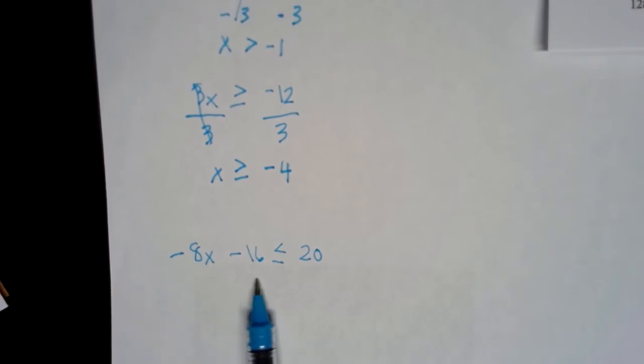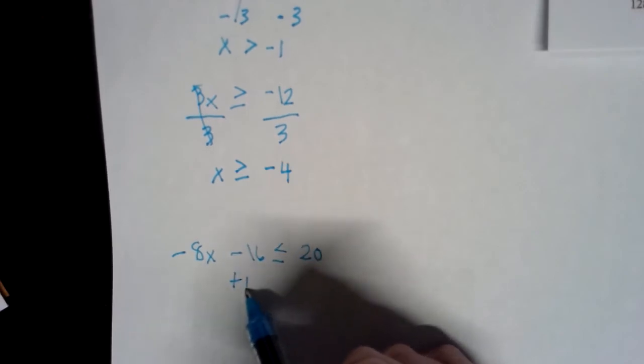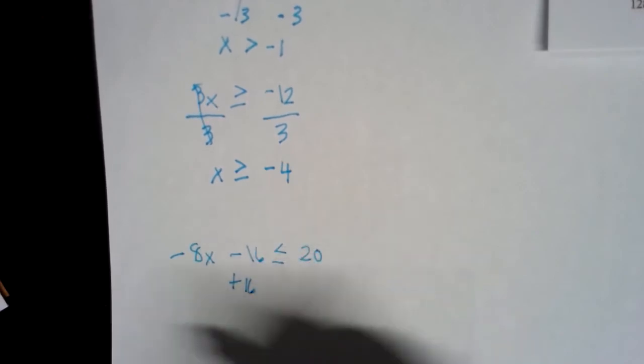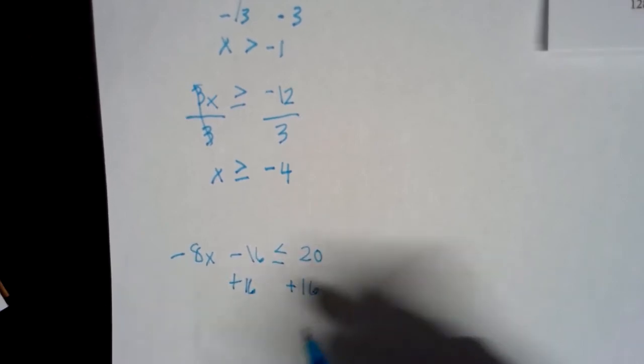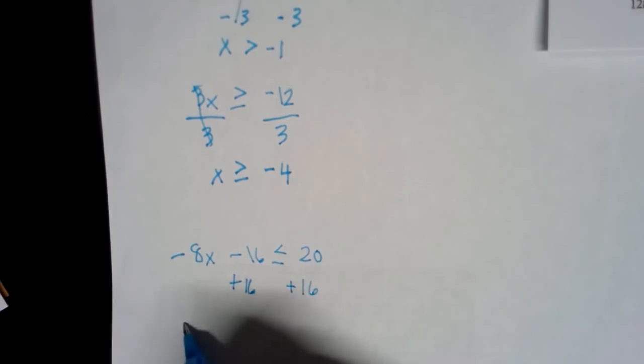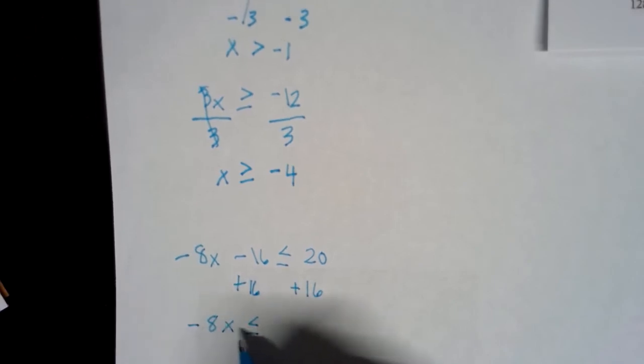So again, we're going to get rid of the 16 to start with. It's -16. We want to make it 0. So we're going to add 16. That no longer exists. And on this side, we're also going to add 16. Now bring down your -8x. Bring down your sign. And add your 20 and 16. You get 36.